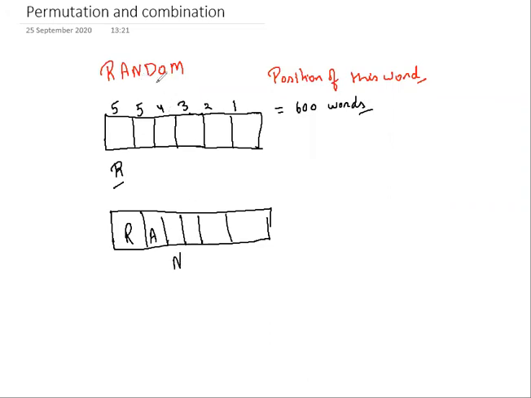Now N. Is there any letter left which comes before N? D and M. Yes. So there are two alphabets which will come before N, which are D and M. So how many options do we have here? Before N, we have two options. Agree? Tell me. Yes? Okay?